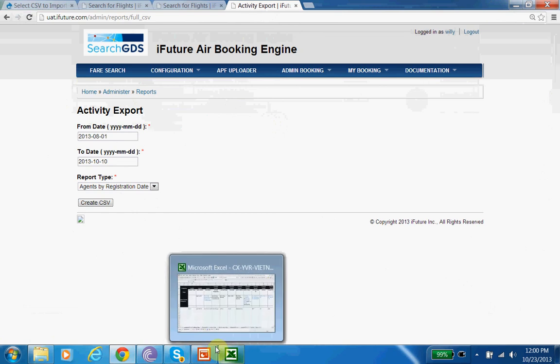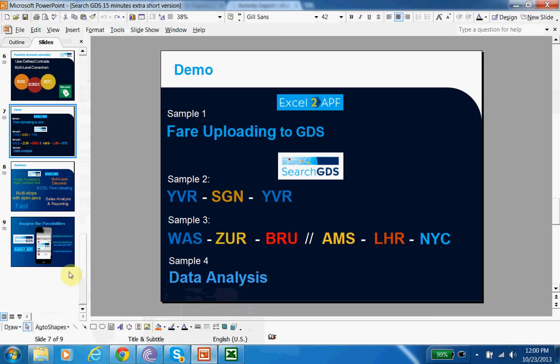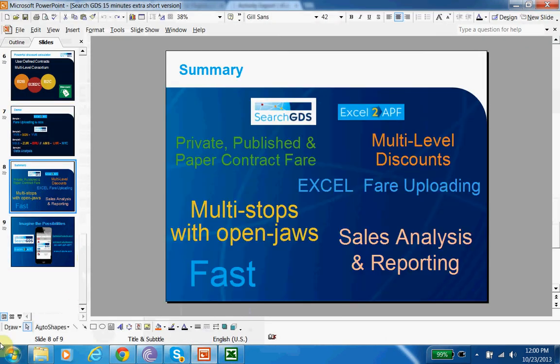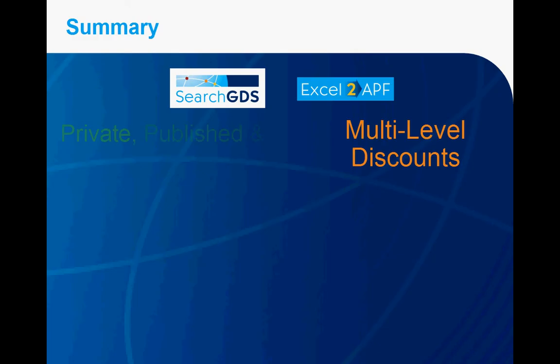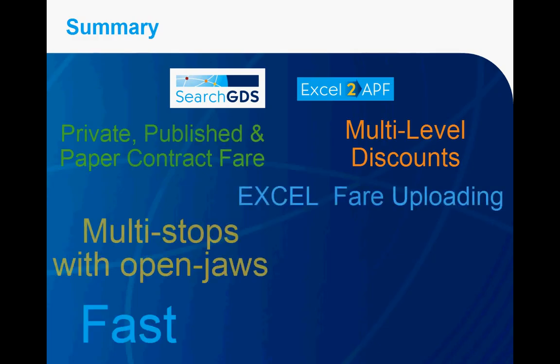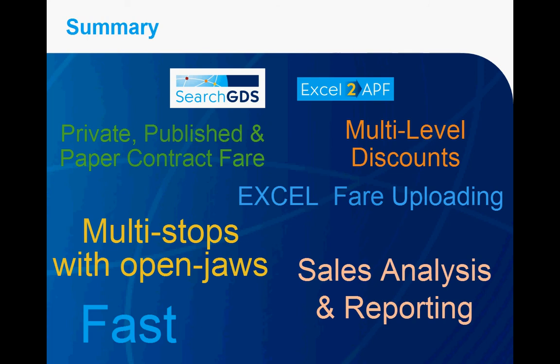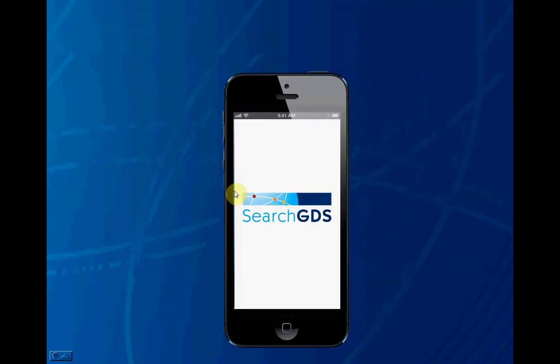Let's do a wrap-up of what we have illustrated here. Our booking engine can find all the fares of all the carriers for all trip types all at once in one single pass. Fare search is very fast. It offers multi-level discounts and markups specifically for consult data and OTA. It can upload paper contract fares very efficiently using Excel to APF. It has an extensive reporting capability for comprehensive self-analysis.